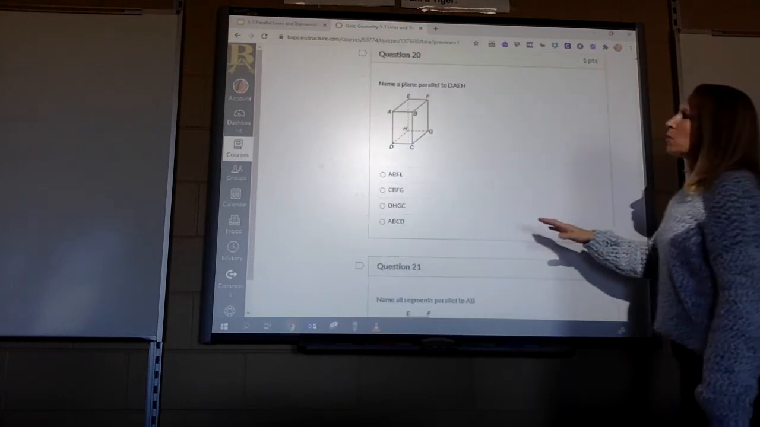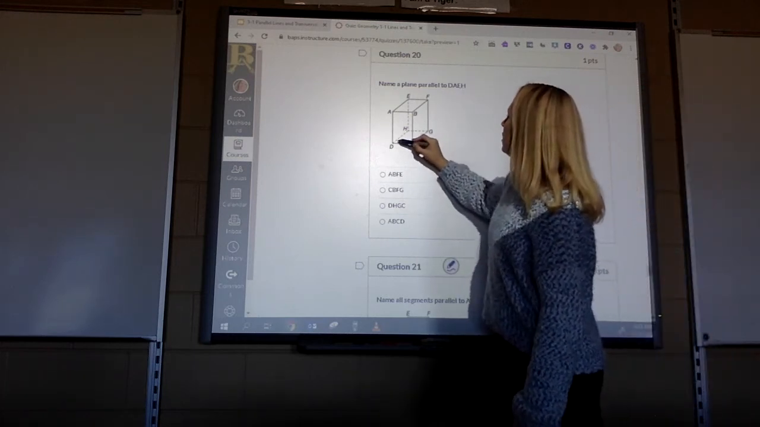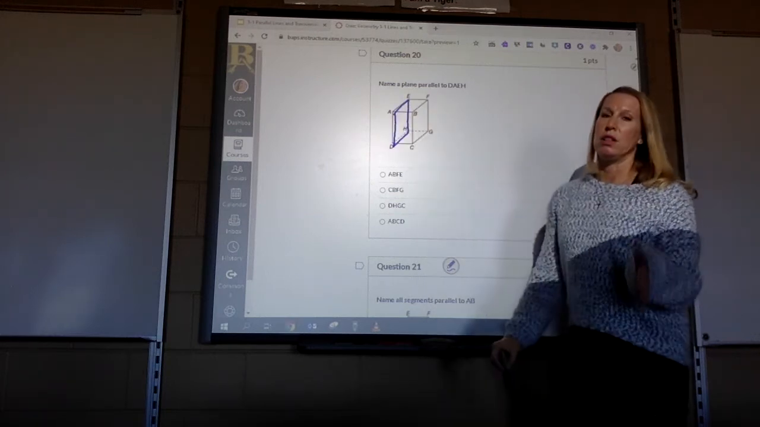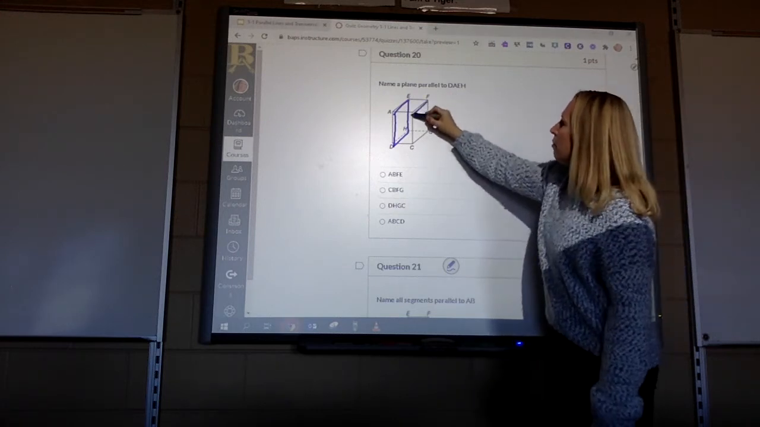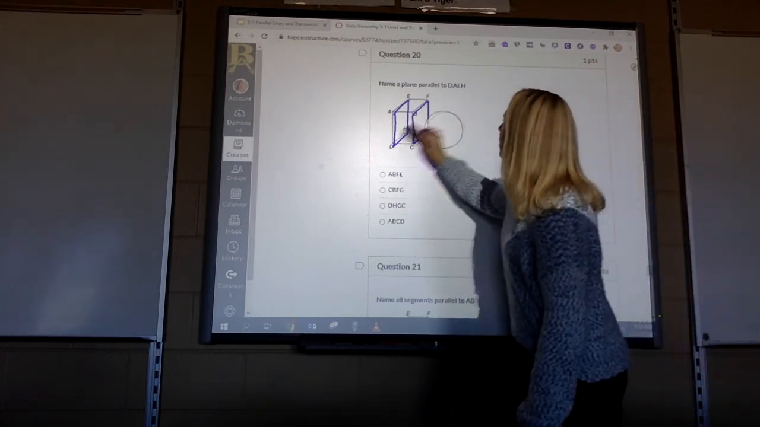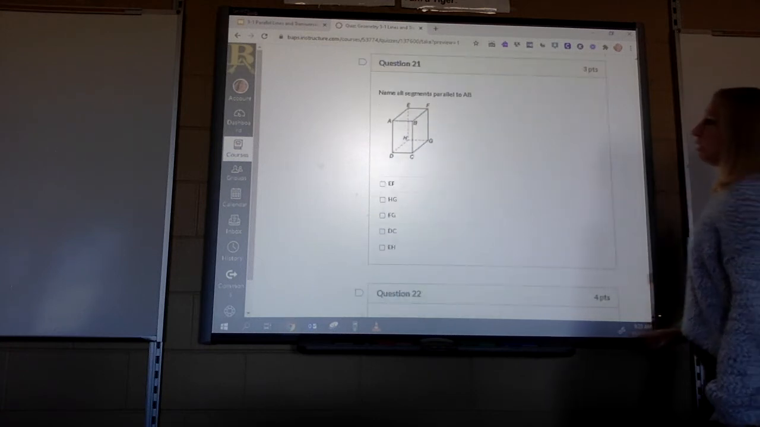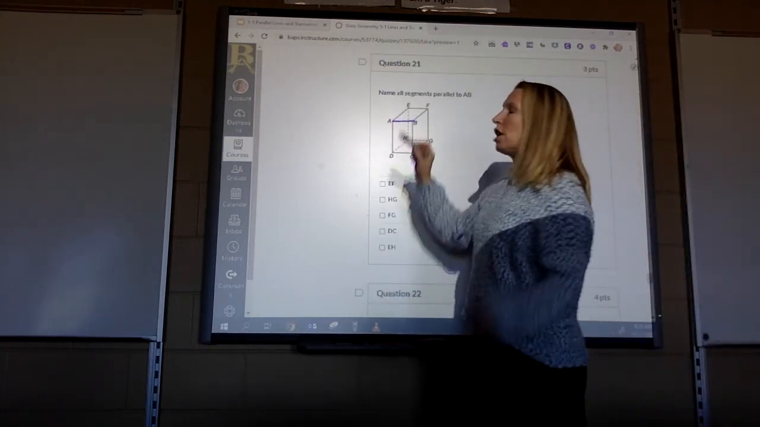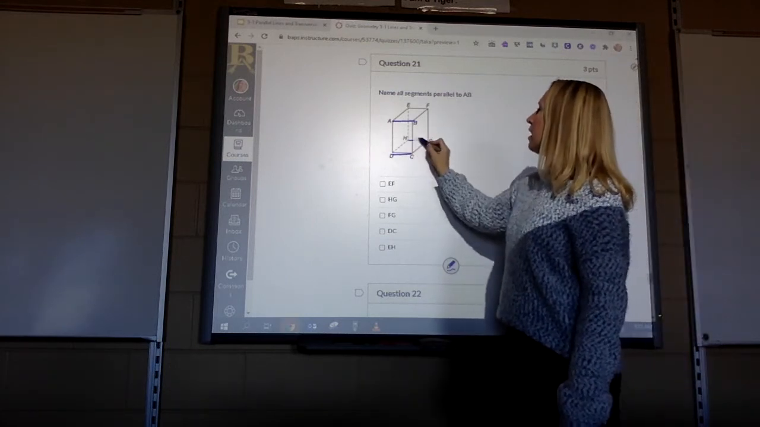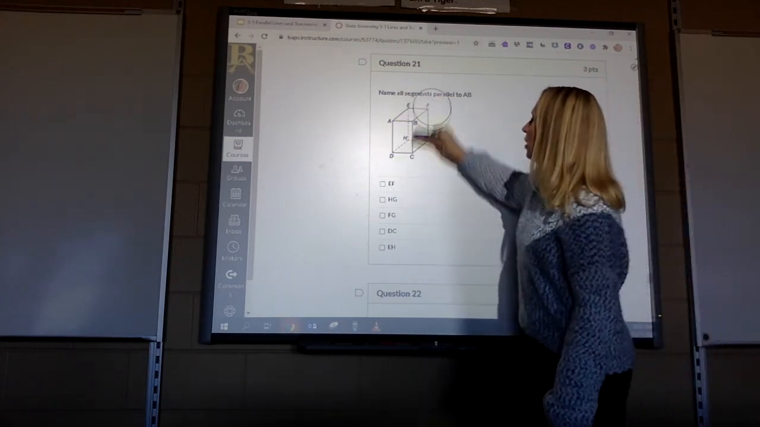All right. You're going to have problems where you have to name a plane that's parallel to DAEH. So parallel to that plane would be the FBCG plane. So you're going to find that answer. The segments that are parallel to AB. So you're going to check box all the segments that are parallel, like DC, HG, and EF. You guys see that? Those would all be parallel.